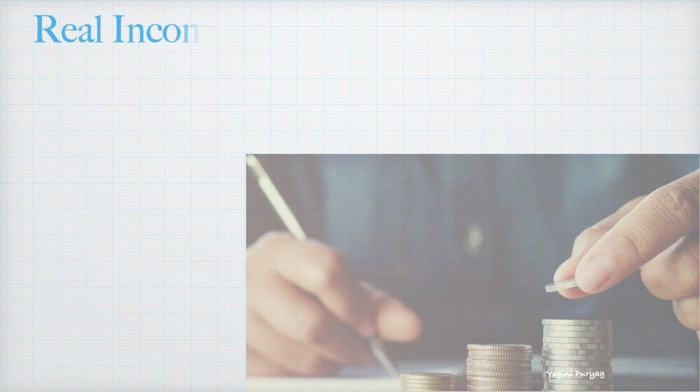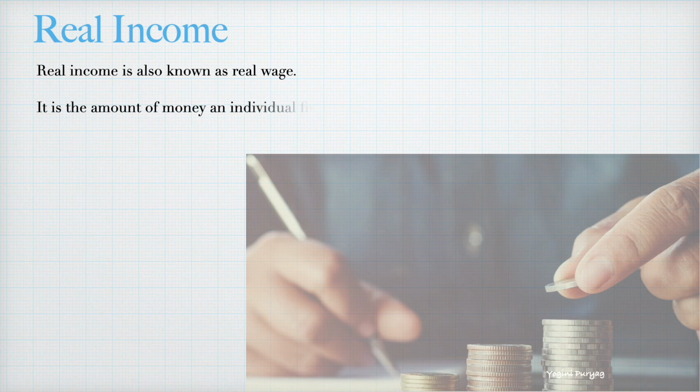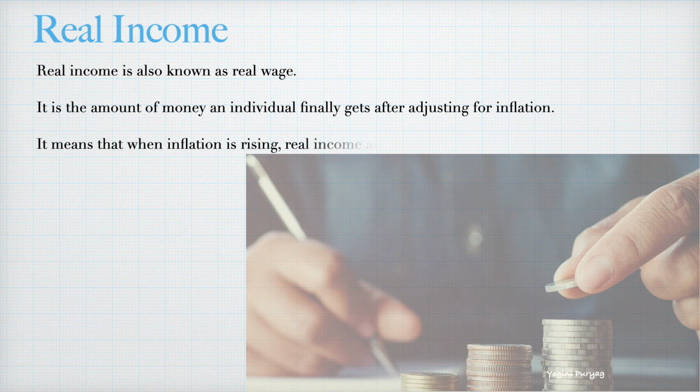Real income. Real income is also known as real wage. It is the amount of money an individual finally gets after adjusting for inflation. It means that when inflation is rising, real income and purchasing power fall by the same amount of the inflation rise.